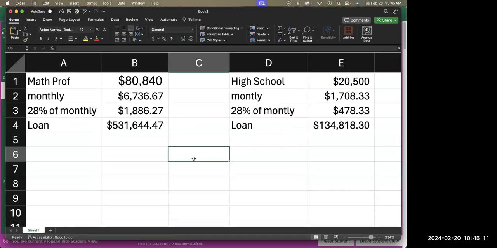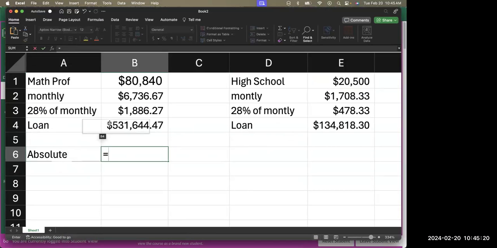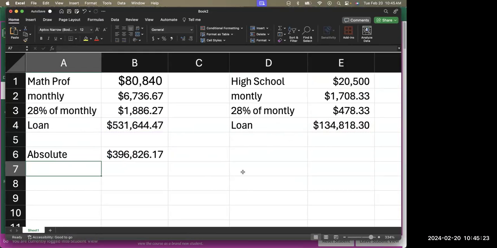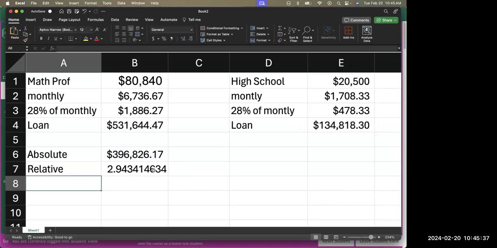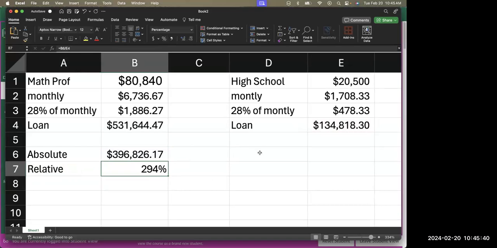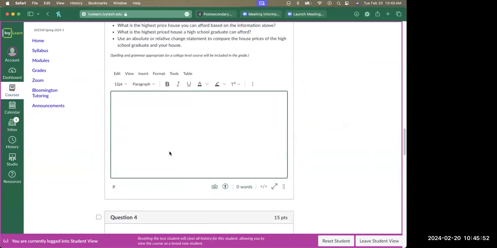Now they want us to have absolute and relative change statements. So I can do that. Absolute would be equals this minus this. That's the absolute change. The relative change would be the absolute change divided by the reference value. In my case, it would be this. In your case, it would also be the high school student. And we see it's 294% more. Sorry for all the flipping, but let's go down.